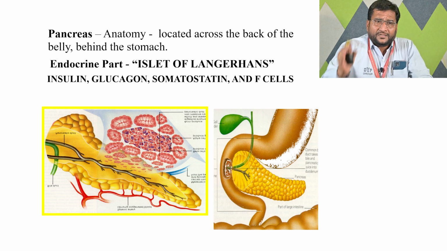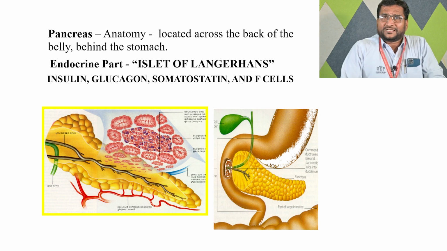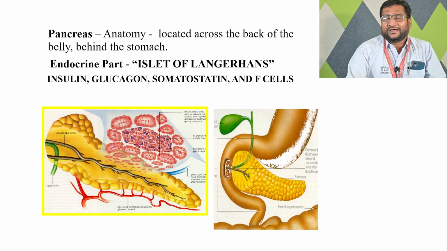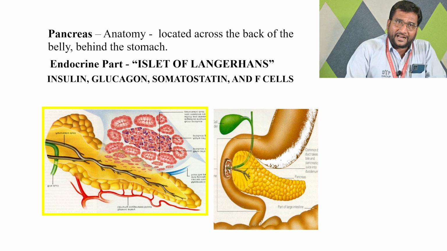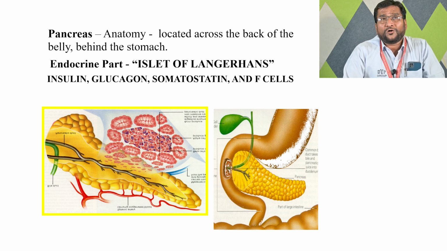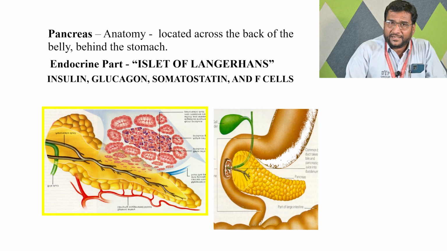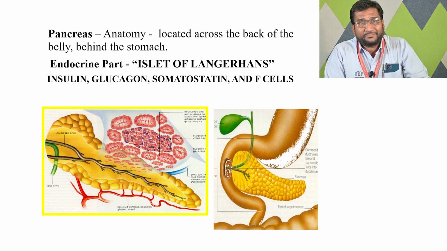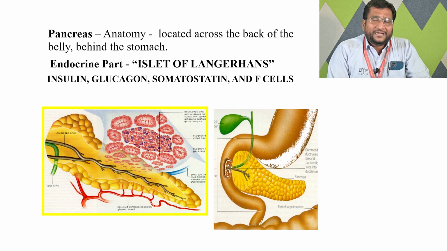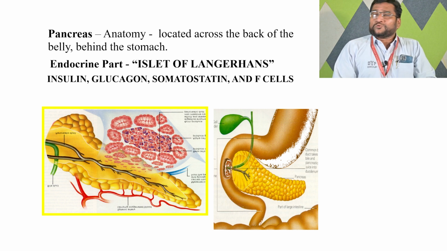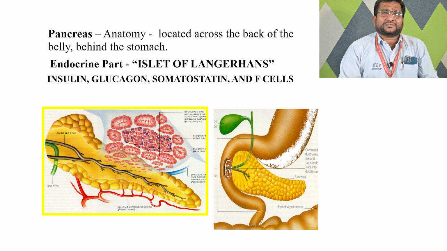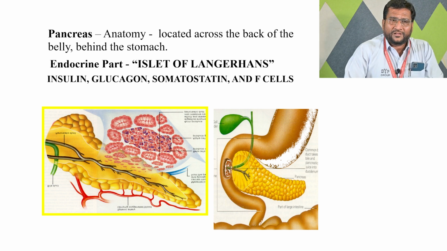But as far as the endocrine pancreas function is concerned, the functional unit is the islet of Langerhans or pancreatic islet, and it consists of four types of cells: alpha, beta, delta and F cells. Alpha cells secrete glucagon, beta cells secrete insulin, and D or delta cells secrete somatostatin. Another name for somatostatin is growth hormone inhibiting hormone, and F cells secrete pancreatic polypeptide.